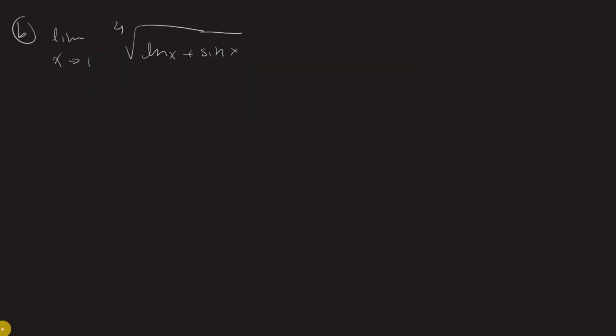Okay, so let's try to solve this one. So here we have ln x plus sine of x, and then we have a fourth root of this question. For this one, first of all, we're going to break down the continuity for each of the functions. For sine of x, you already know that it exists everywhere, right? So the function looks like this, and it's continuous everywhere.